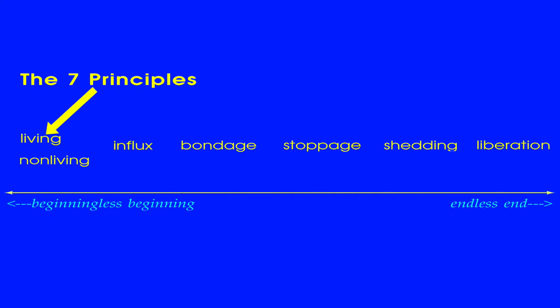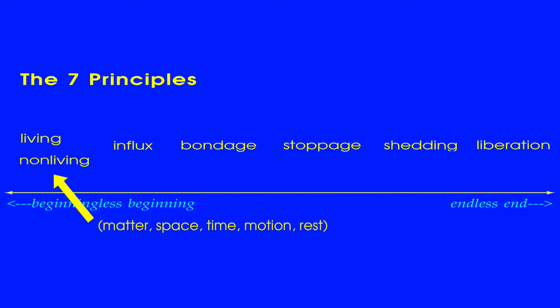The 7 principles are living, non-living, influx or inflow, bondage, stoppage, shedding, liberation. With the first 2 principles, Jainism distinguishes living from non-living. The first principle is that which is living, an embodied living being, and the second is that which is non-living: matter, space, time, motion, rest.